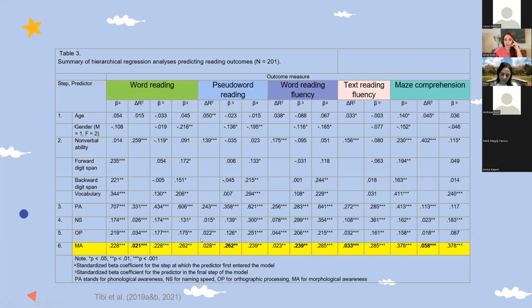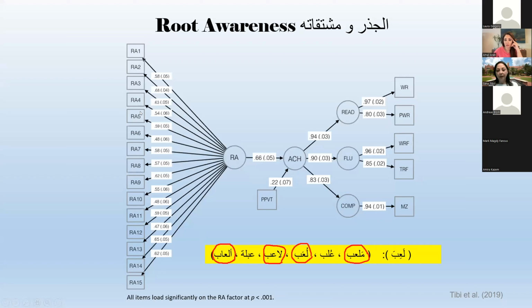There were many or a few researches done in 2019 and 2021. This is the structural equation modeling that indicates that root awareness and the root words of the same root play a big role in reading and literacy skills. For example, the word laiba, plays, it can change into laiba is the root word, so it can also change into malab, playground, and so on, depending on the comprehension level or reading level.